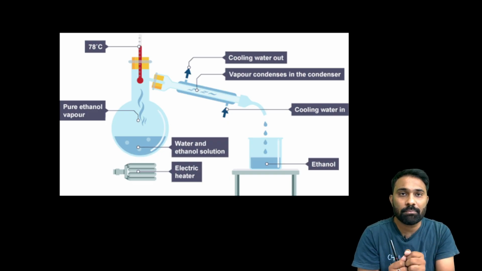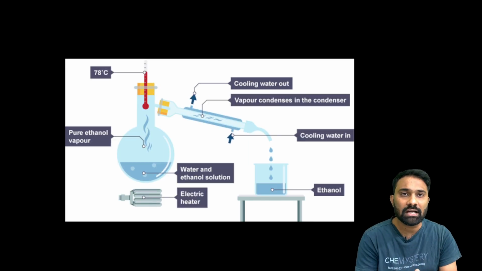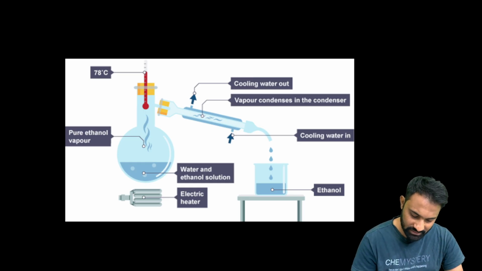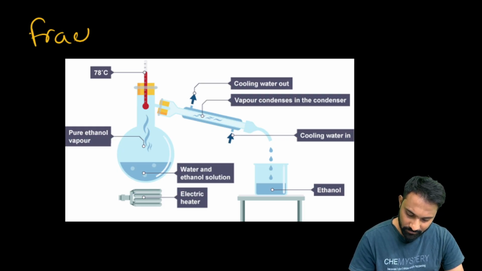So how to separate that azeotropic mixture of alcohol or ethanol solution, and how to separate the pure solvent or pure any one component, that we are going to see in this lecture. Before starting azeotropic mixture, I just want to explain to you one distillation process, that is fractional distillation.